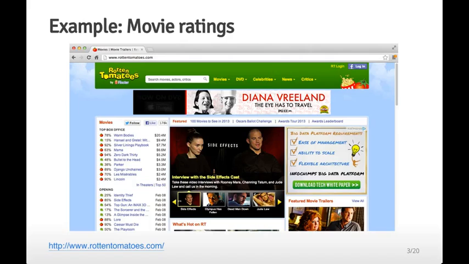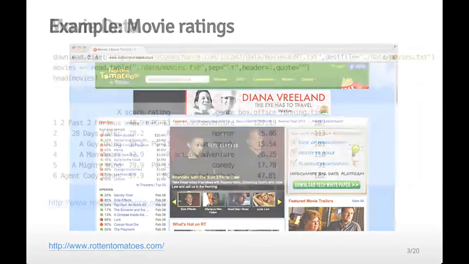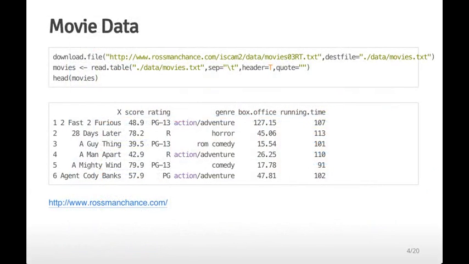Rotten Tomatoes is a website where people can go online and rate movies. Those movies are also rated by critics and so forth. And so each of the movies, as you can see here, has a Rotten Tomato score that's between 0% and 100%, where 100% means it's a great movie and 0% means it's a pretty bad movie. This data set is actually available from the Rossmann-Chance website. I'm downloading the data here using the download file command and then reading the table into R.